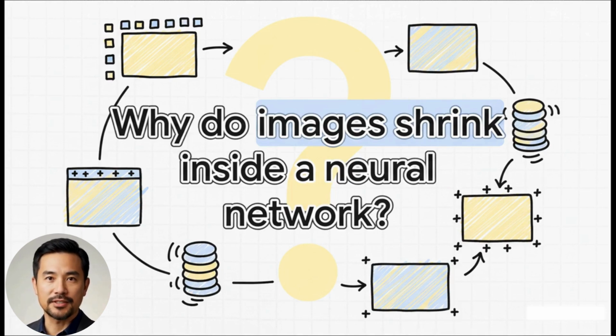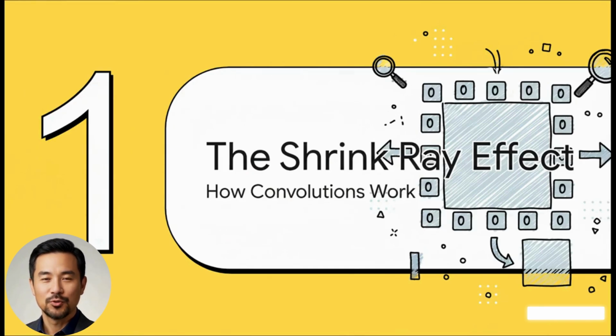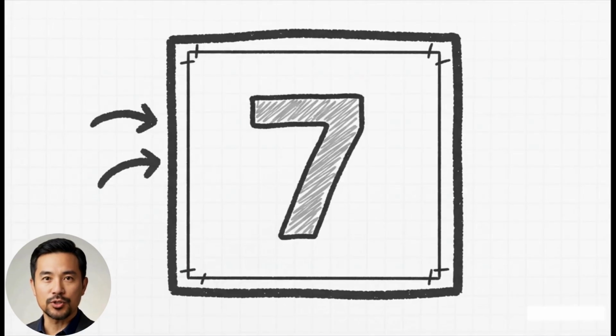What's going on there? So you might think this is some kind of glitch, right? But nope, it's not a bug. It's actually a core part of how these networks see and process information. You can almost imagine it like a shrink ray that hits the image every single time it goes through another layer of the network.